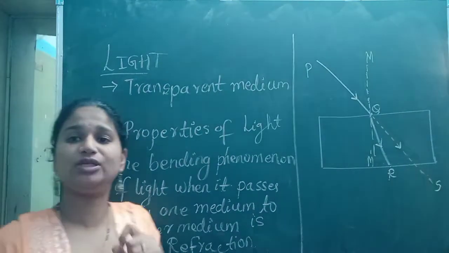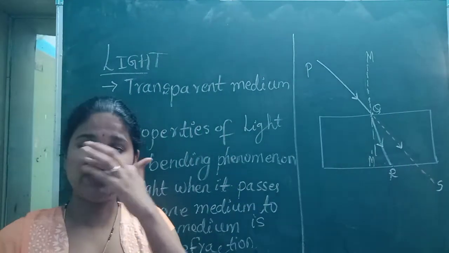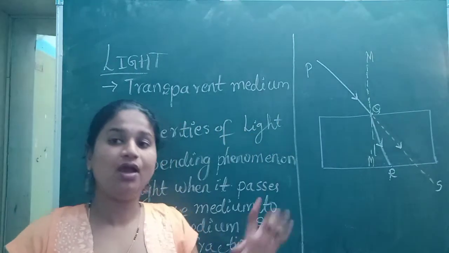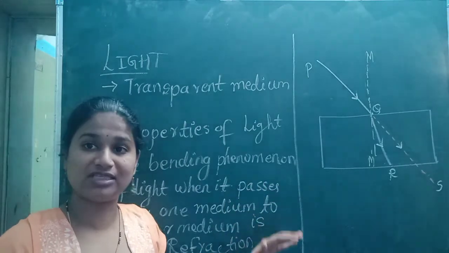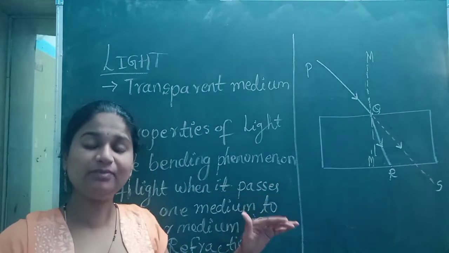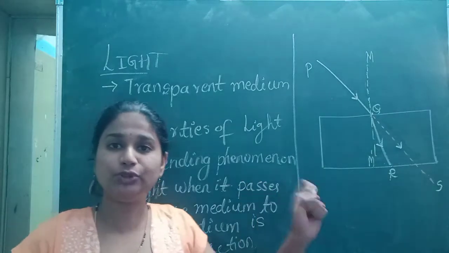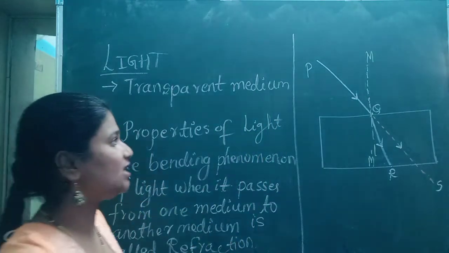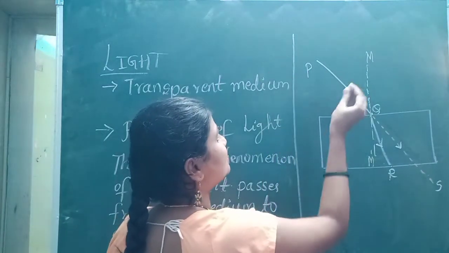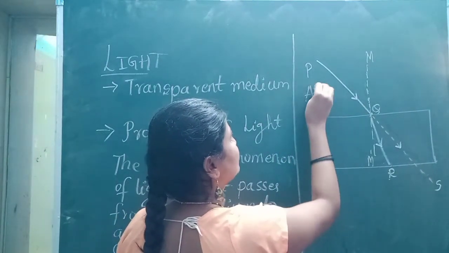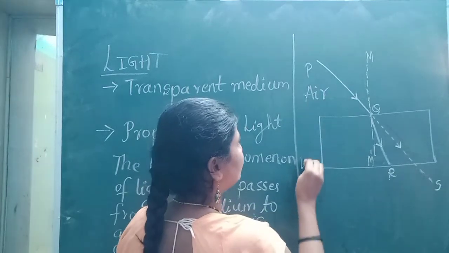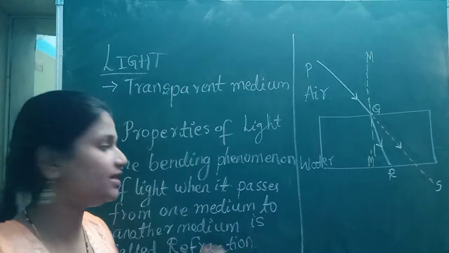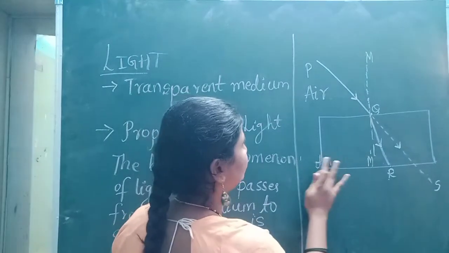So what is reflection? The bouncing back of light from an opaque material is called reflection. But for refraction, we need two transparent materials or media through which light can travel. So let me explain refraction in an activity like this. Let us consider two media: one is air, the other one is water. Let me write water here.